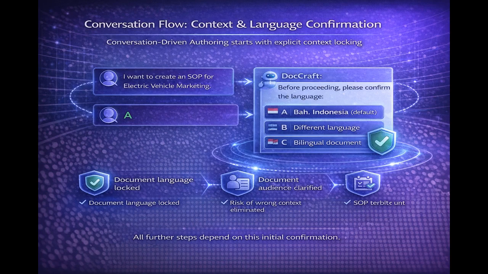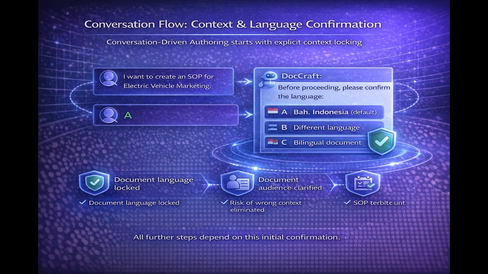This simulation shows how DocuCraft starts building an SOP not by writing, but by locking context first. The user states an intention to create an SOP, for example an electric vehicle marketing SOP. DocuCraft does not generate content immediately. Instead, it asks a clear confirmation question about the document language and context. The user's short answer instantly locks the language and communication context.